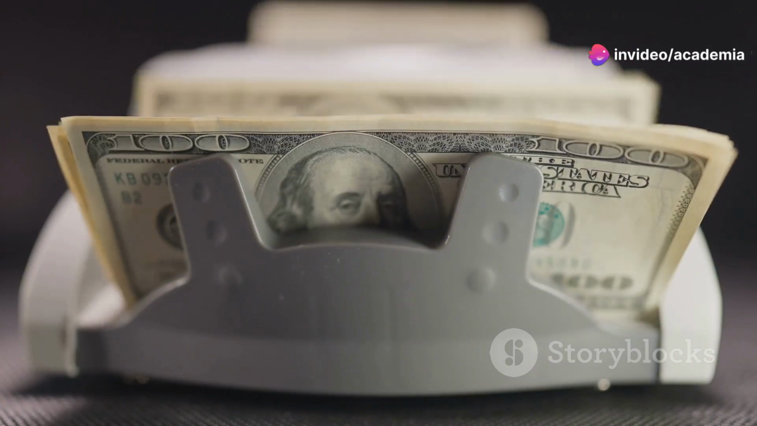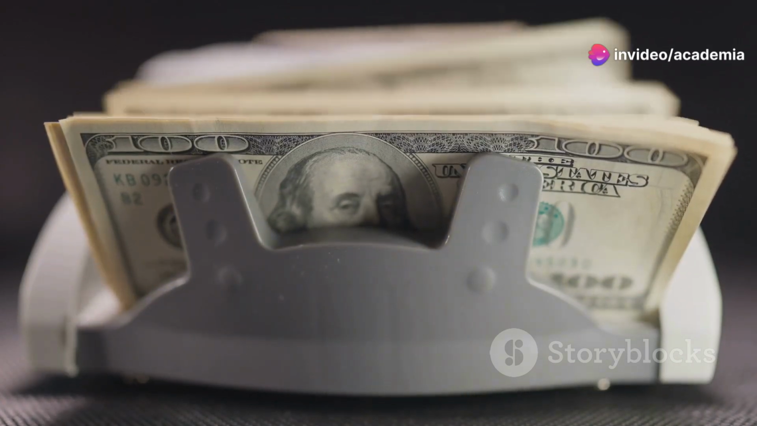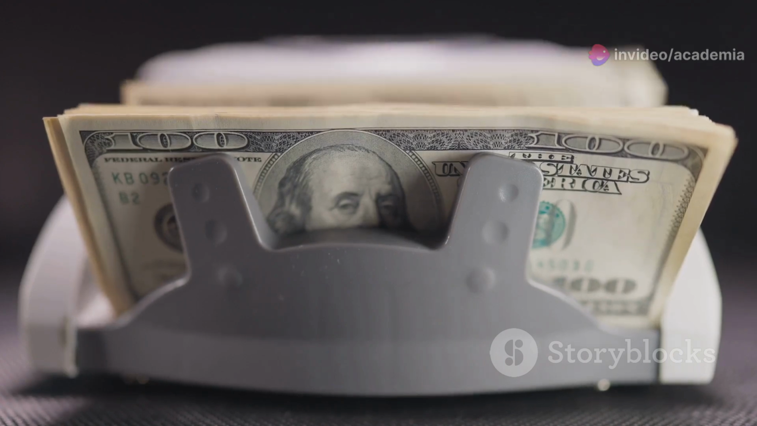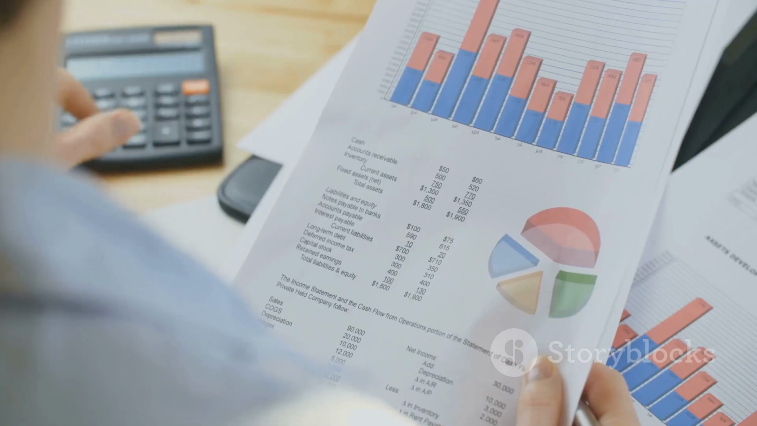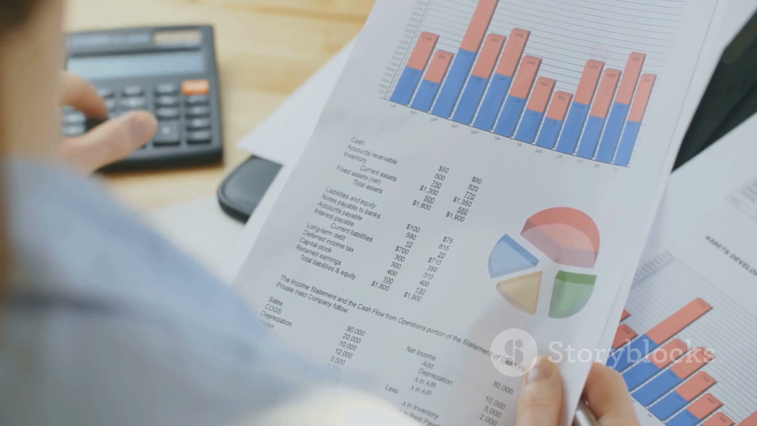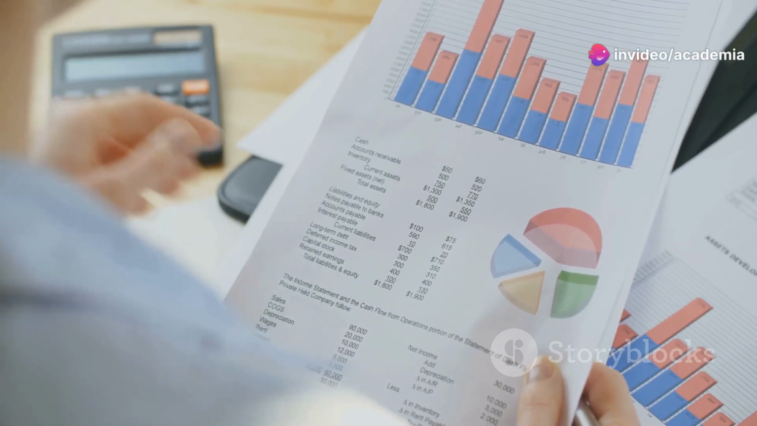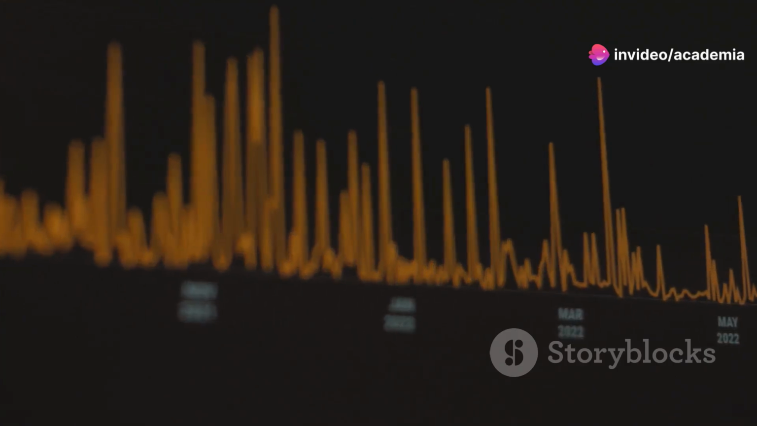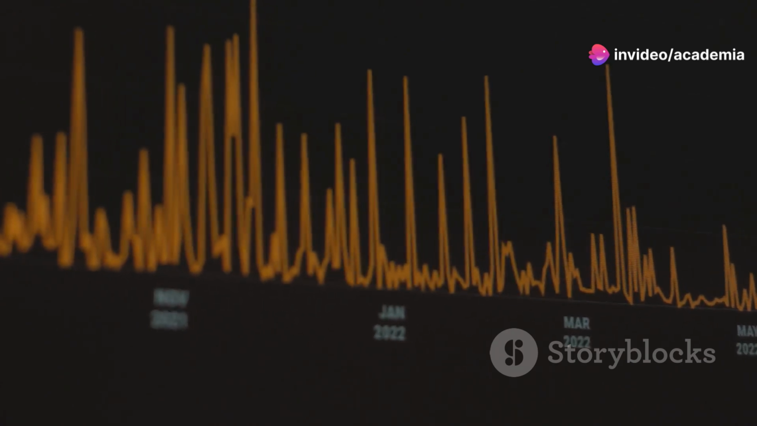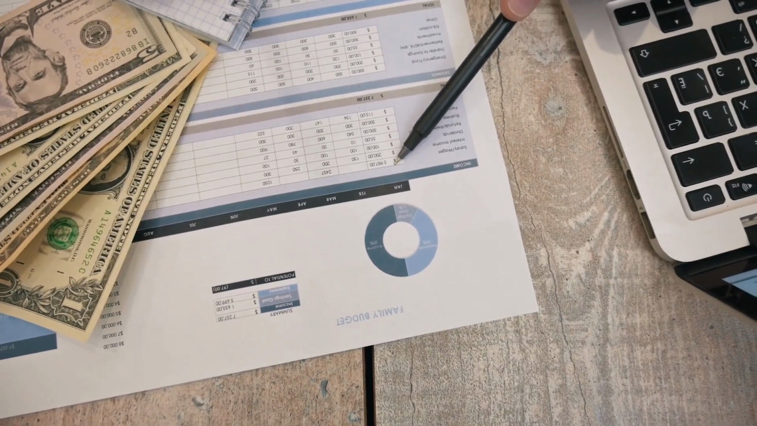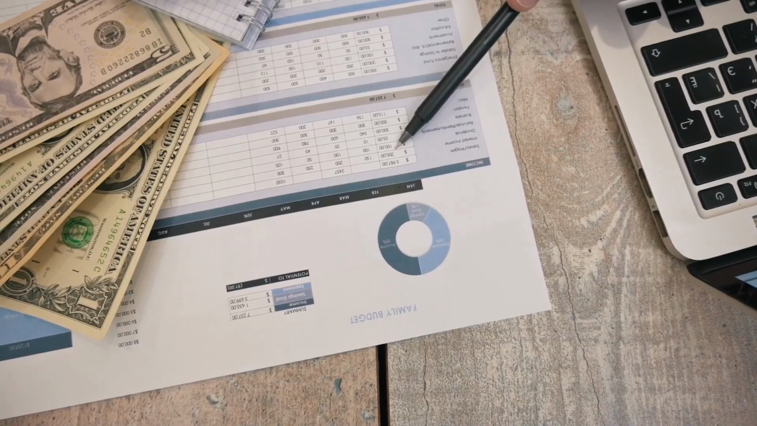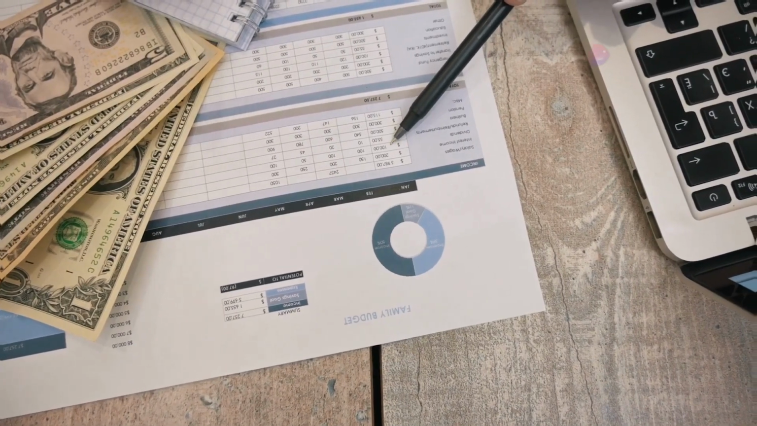Key terms in the cash flow statement include cash from operations, which refers to the cash generated from the company's main business operations. It is a good indicator of whether a company can maintain and grow its operations. Another term is capital expenditures, the money spent on acquiring or upgrading physical assets such as equipment or property, which is crucial for assessing a company's investment in its future operations.